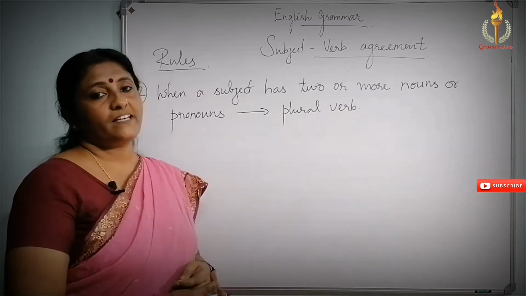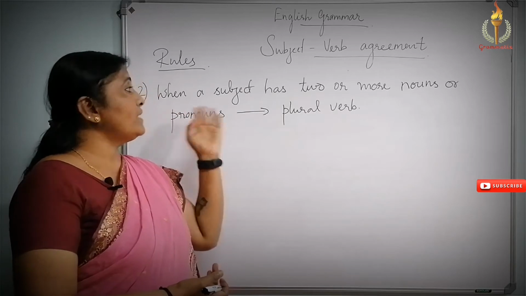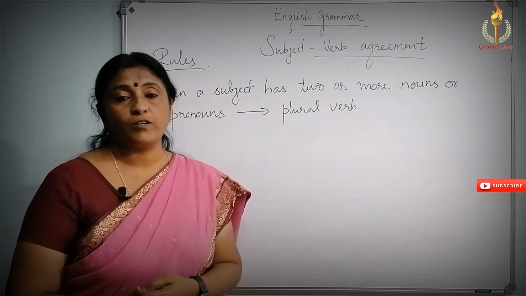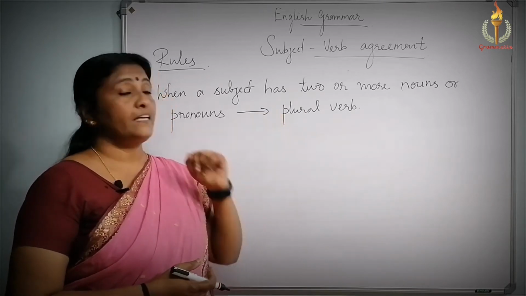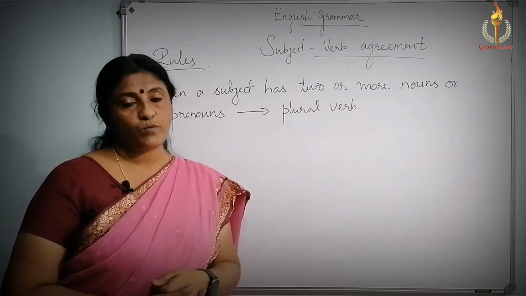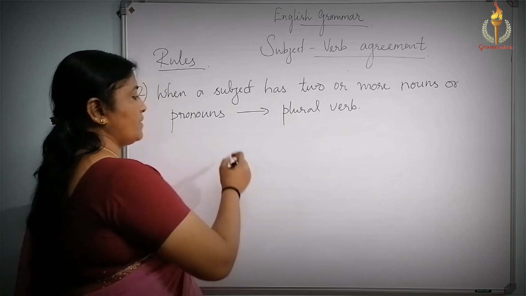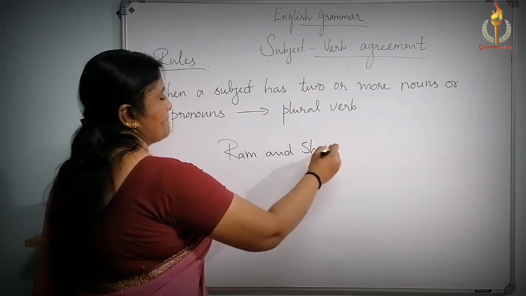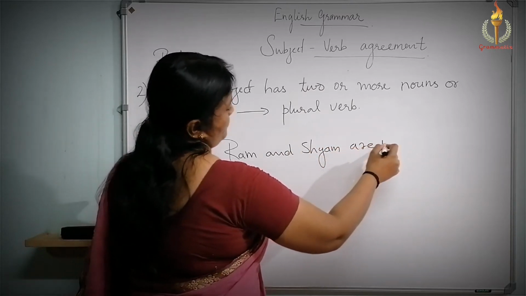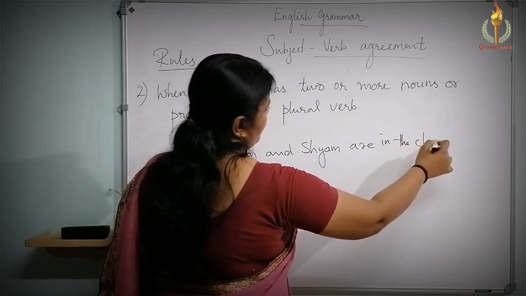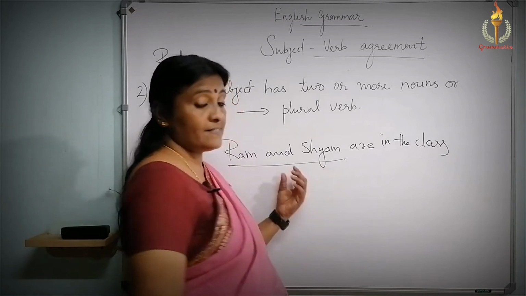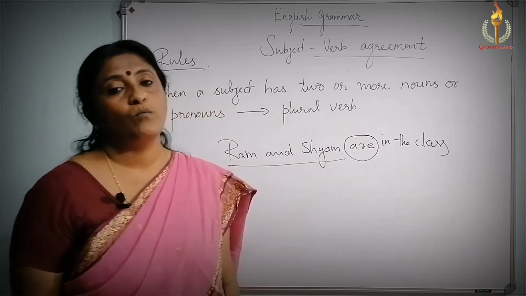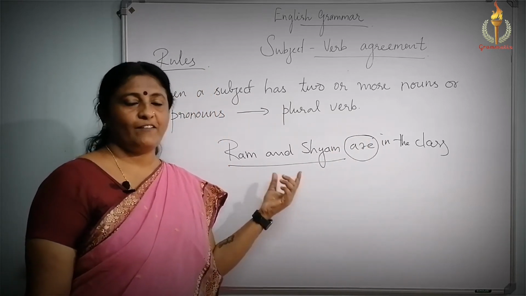Moving on to the second rule. The second rule says that in a sentence, when a subject has two or more nouns or pronouns, we use a plural verb. For example, Ram and Shyam are in the class. So Ram and Shyam, this is the subject, it has two nouns, so the verb will be in plural form. This is what the second rule says, and we are moving on to the third rule.